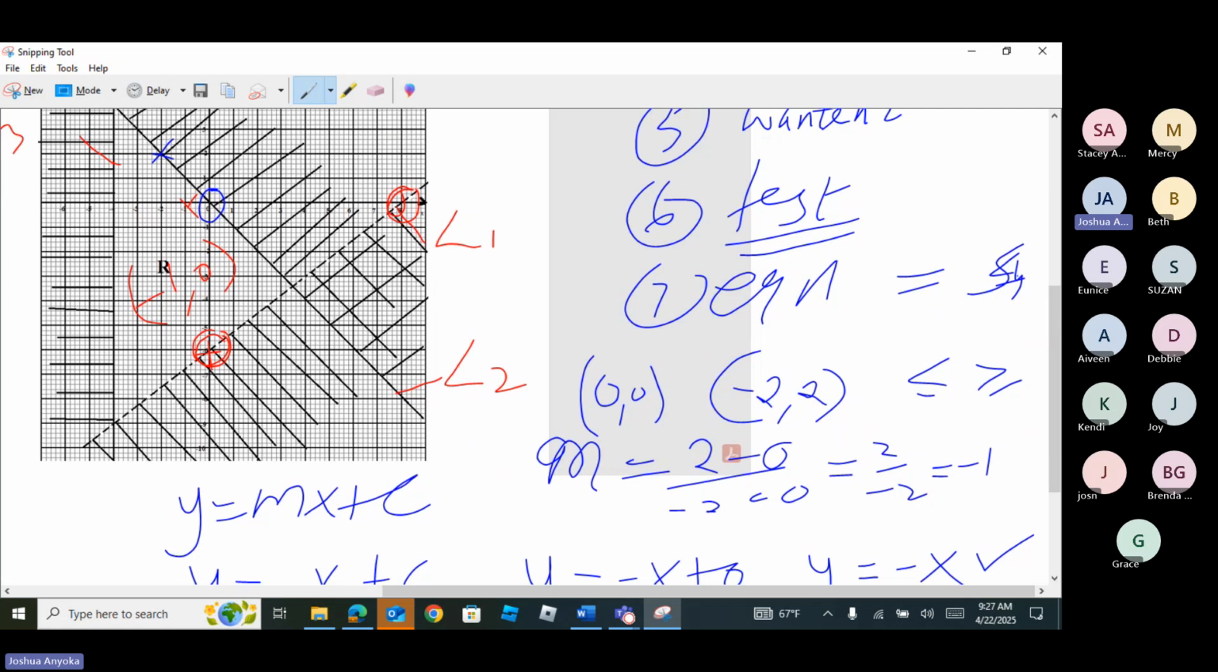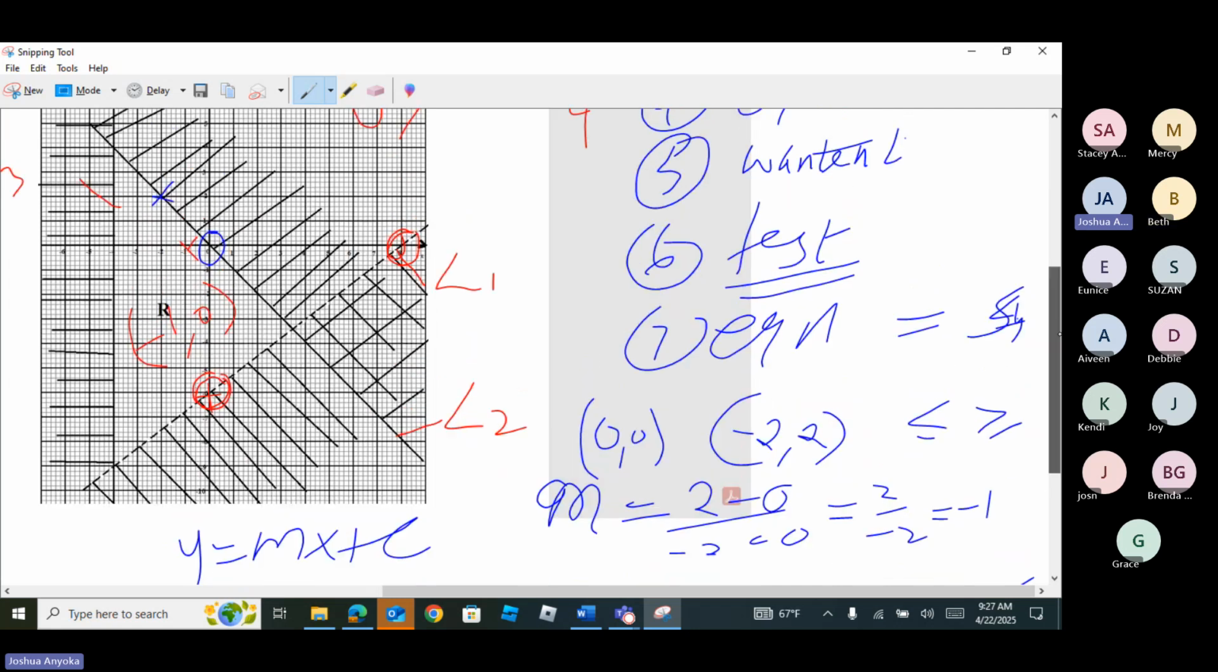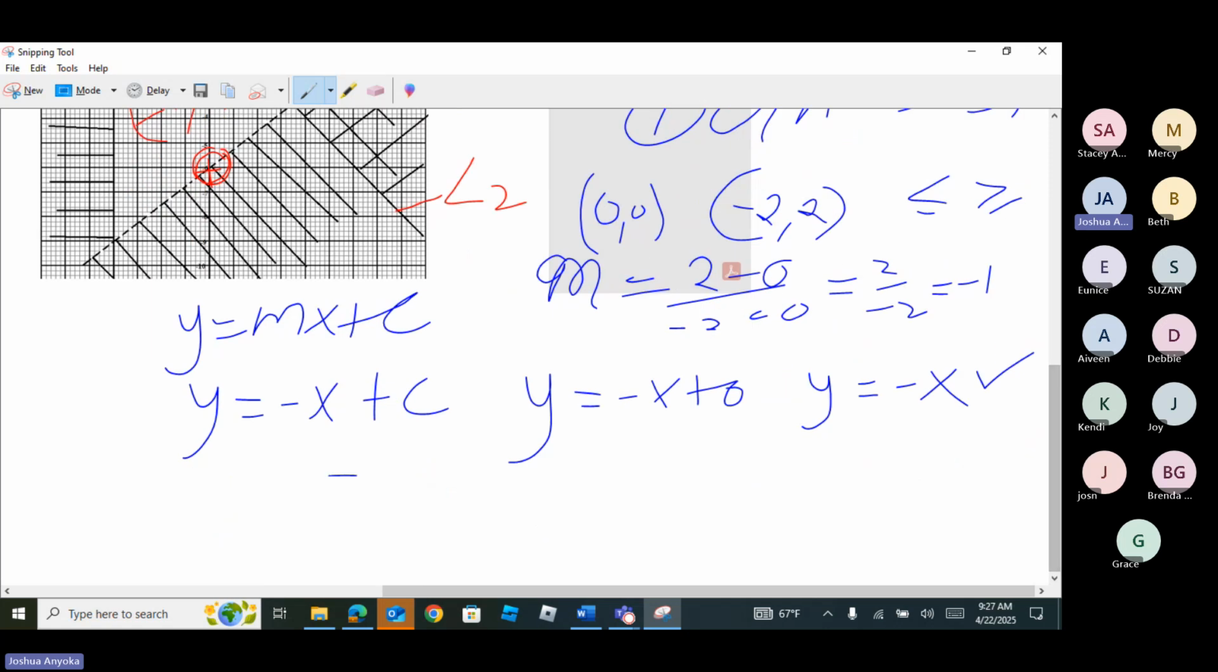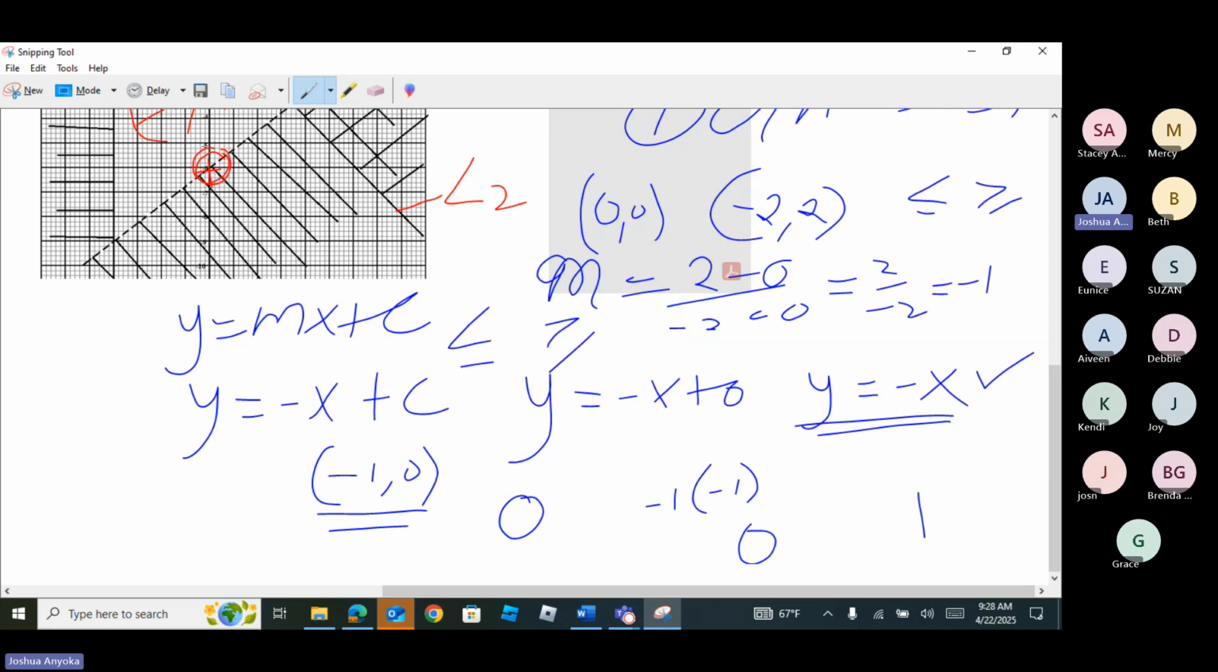We have taken negative 1, 0. Negative 1, 0 was the easiest one to substitute. Because it is in the wanted region, it must satisfy. Substitute in this equation: y is 0, x is negative 1, so negative 1 times negative 1 gives 1. So 0 and 1. It was continuous, so we are using less than or equals to or greater than or equals to. 0 is less than or equals to 1. True.